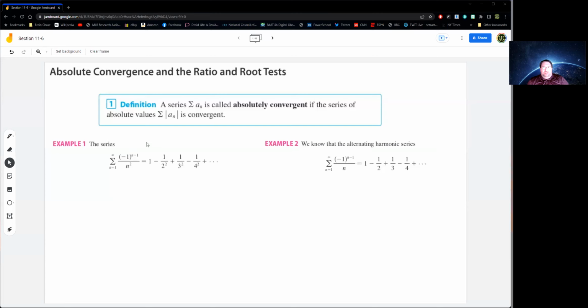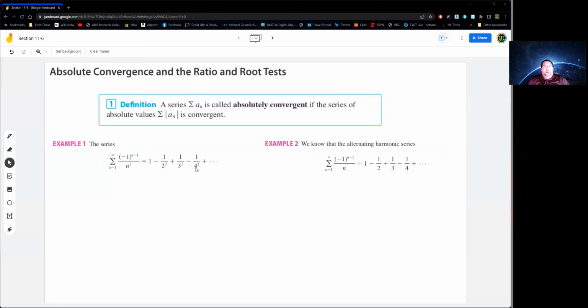These two series are both alternating series, because we've got that -1 to the n minus 1 in the numerator, and that one's also alternating. So these are both alternating, both starting off positive and then going negative and so on and so forth. So let's look at the first example.